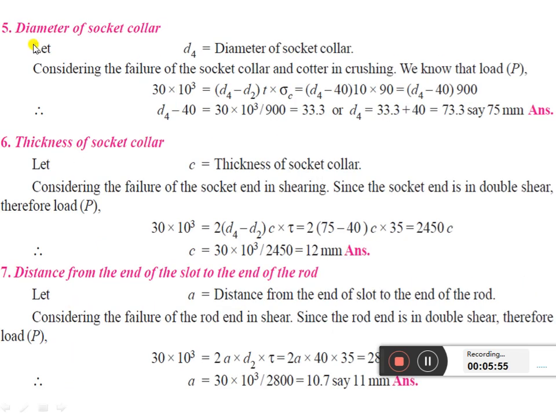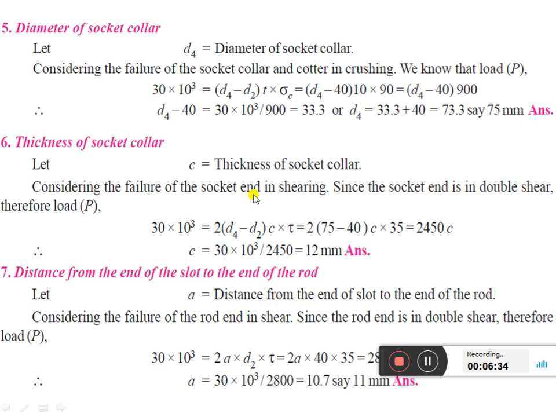Then step 5, diameter of socket collar, that is d4, we have to calculate considering the failure of socket collar and cotter in crushing, that is P equal to d4 minus d2 into t into sigma c. So substitute the values of d2, t, sigma c and P, and we will get d4, that is 73.3, say 75 mm.